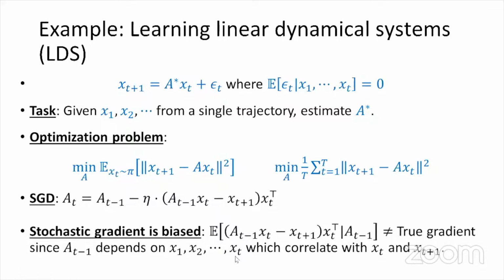And these things further correlate with the xt and xt plus 1 that we are currently using from the current data sample in order to estimate the gradient. And because of this correlation, the conditional expectation of this thing given xt minus 1 is not the true gradient of the original loss function that we would like to estimate, right? And consequently, stochastic gradient descent does not work properly on this problem.